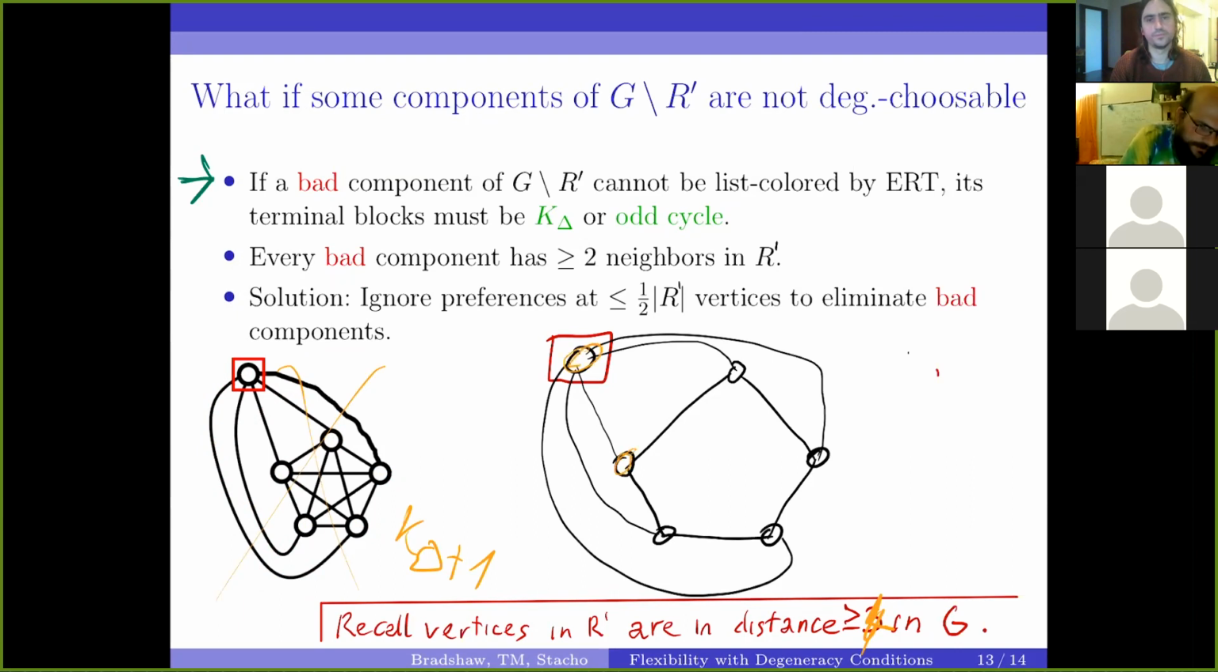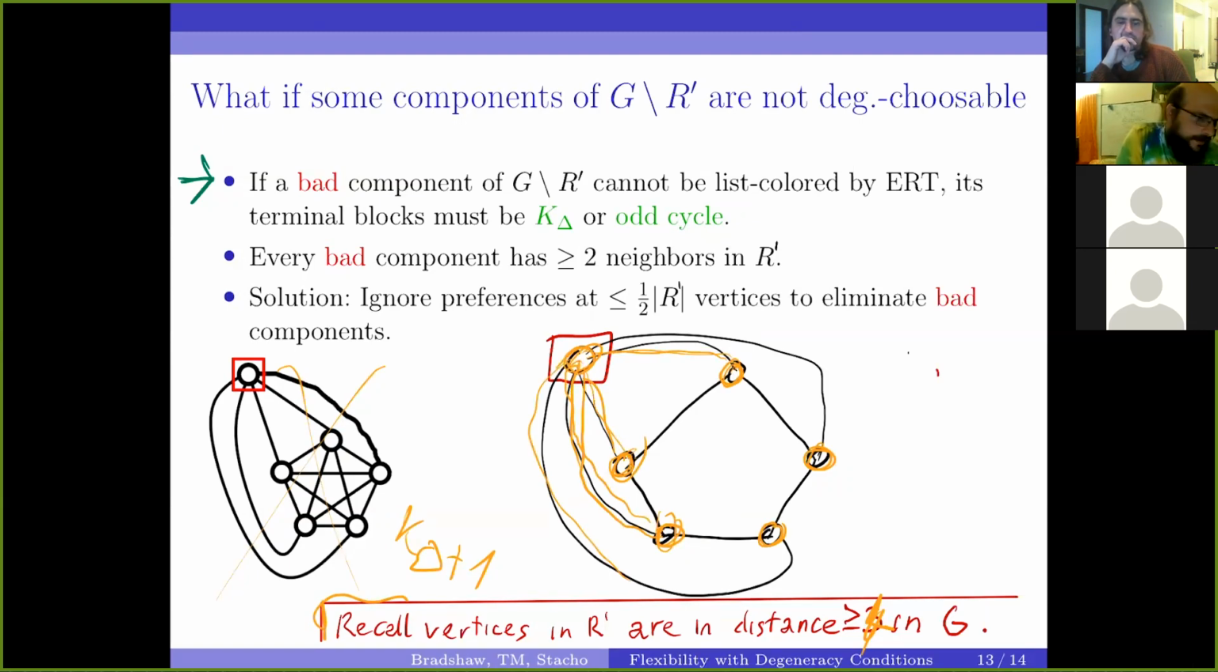The other option is odd cycle, and it has a similar analysis. Again, each of those vertices has to have at least one neighbor in R prime, because otherwise those will have spare color to choose in list coloring. And by this distance condition, we will derive that at least 3 consecutive vertices will have the same neighbor in red vertices, and this gives us again contradiction with the degree of this vertex.